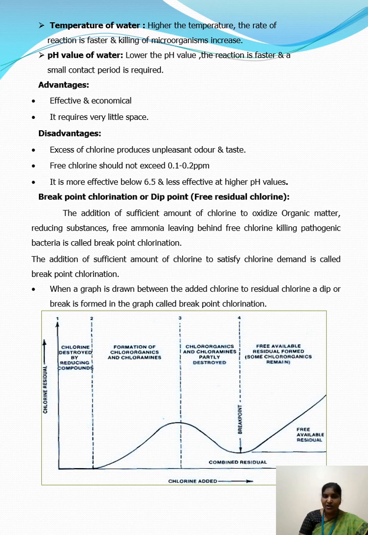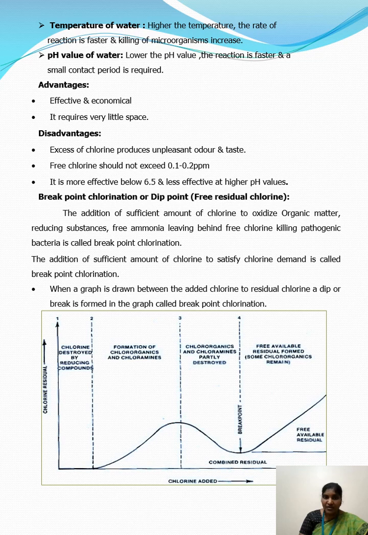When you initially add chlorine to water, it first oxidizes all the organic matter. It reduces all the reducing substances, maybe the free ammonia that is left behind, and the free chlorine starts killing the pathogenic bacteria. And this particular point is what is called breakpoint chlorination. You can see the graph here. This graph is a plot between the amount of residual chlorine released versus the amount of chlorine added. You have on the x-axis the amount of chlorine added, and on the y-axis the residual chlorine that is released. The addition of sufficient chlorine to oxidize organic matter is taken into account here.